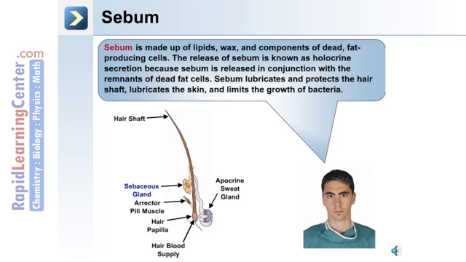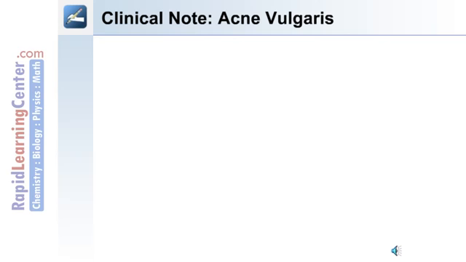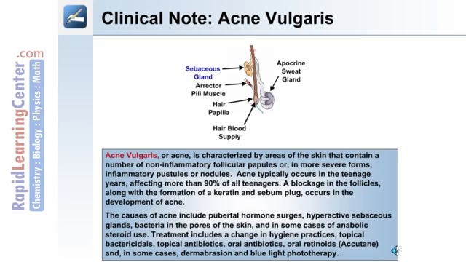Sebaceous glands produce sebum. Sebum is made up of lipids, wax, and components of dead fat-producing cells. The release of sebum is known as holocrine secretion because sebum is released in conjunction with the remnants of dead fat cells. Sebum functions by lubricating and protecting the hair shaft, lubricating the skin, and limiting the growth of bacteria on the skin surface.